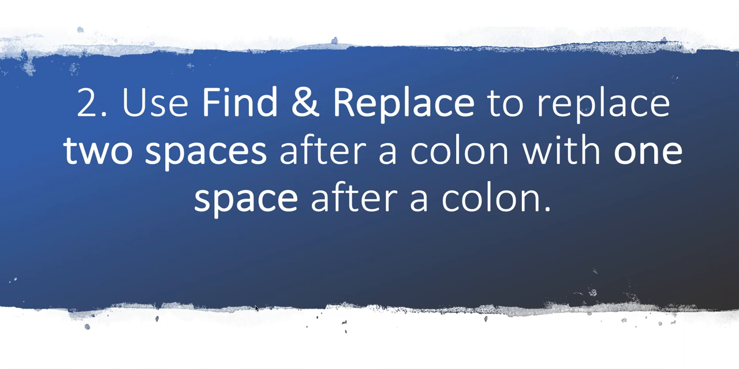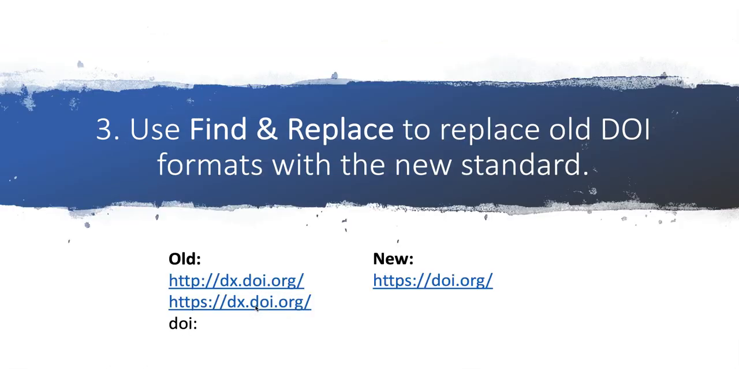Step 2. Use Find and Replace to replace 2 spaces after a colon with 1 space after a colon. Now you shouldn't actually have 2 spaces after a colon in APA 6th edition, but it's such a common error that you've already got it pulled up in Word. Might as well do this as well and save you a little proofreading later.